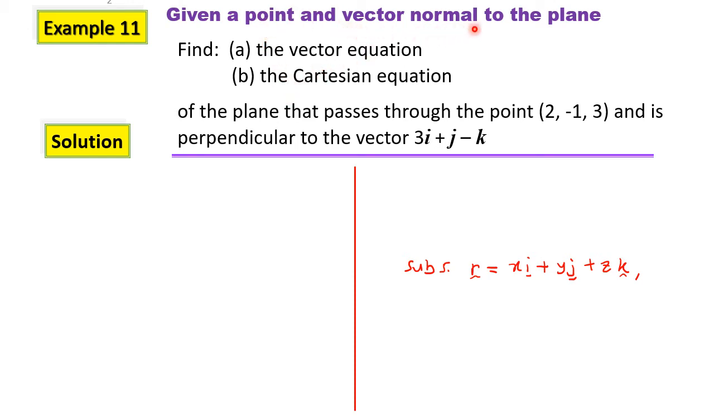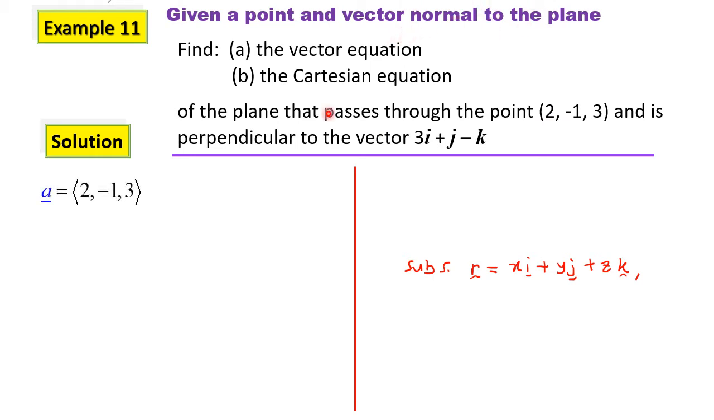Given a point and vector normal to the plane. Right, so find the vector equation and Cartesian equation of the plane that passes through a point and is perpendicular to the vector 3i plus j minus k. Okay, so this is what we call a point here, and the perpendicular vector is the normal to the plane.